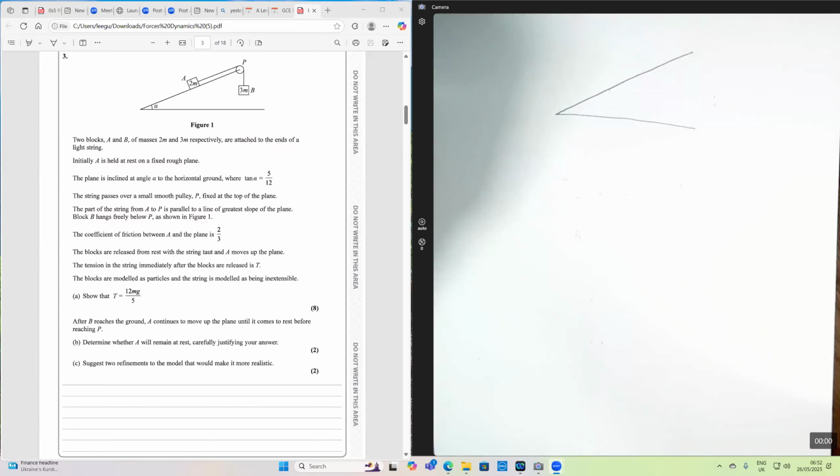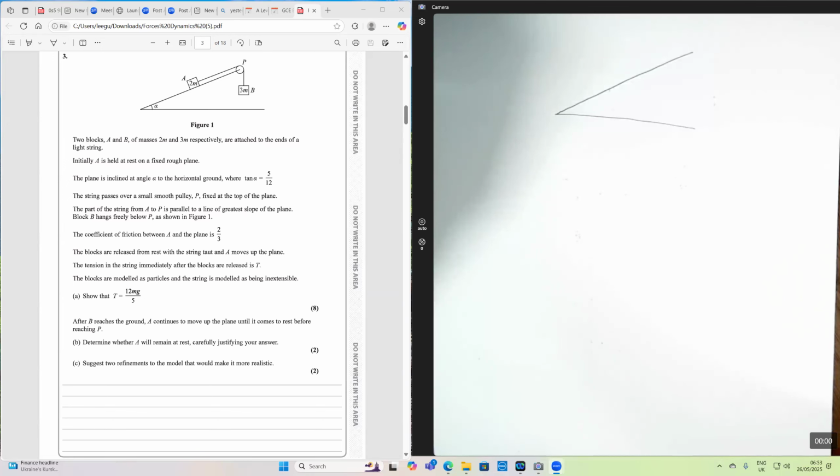attached to the ends of a light string. A is initially held at rest on a fixed rough plane. The plane is inclined at angle alpha to the horizontal, where tan alpha is equal to 5/12. The string passes over a small smooth pulley P fixed at the top of the plane. The part of the string AP is parallel to the line of greatest slope of the plane, and the block B hangs freely below P as shown in figure 1. The coefficient of friction between A and the plane is 2/3.